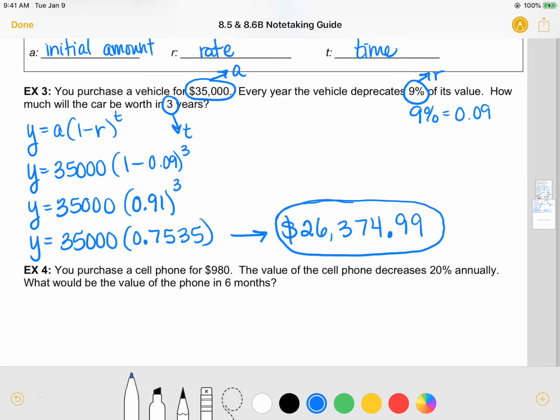well. And what's crazy is this $35,000 car, just after 3 years of owning it, has dropped in value about $8,600. So if you've lost, just from owning this car for 3 years, you've lost $8,600. Okay? So cars are not a good investment.